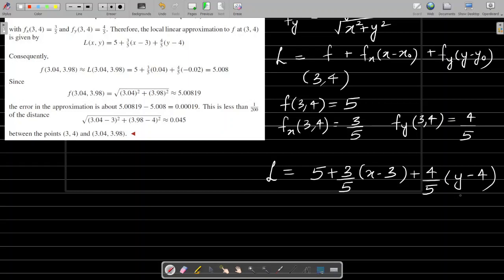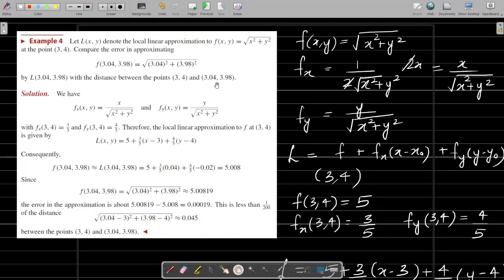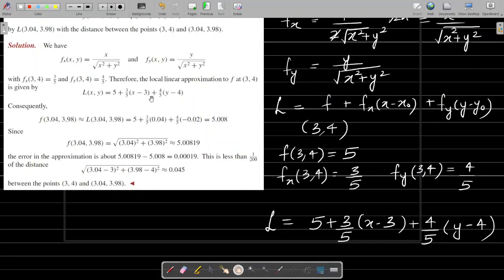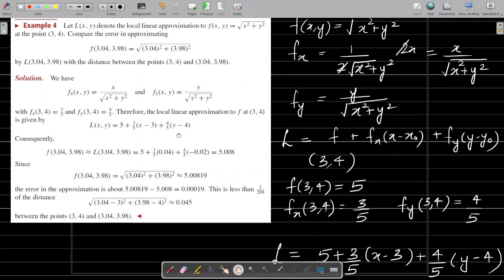Now they have asked you to show that the error of the local linear approximation is less than the distance between the points (3, 4) and (3.04, 3.98). So that is what is shown here. L(x, y) is the same thing that we got here, 5 plus 3 by 5 into (x minus 3) plus 4 by 5 into (y minus 4). Now they have asked you to use this, that is use the value of L(3.04, 3.98) to approximate the value of f at (3.04, 3.98).